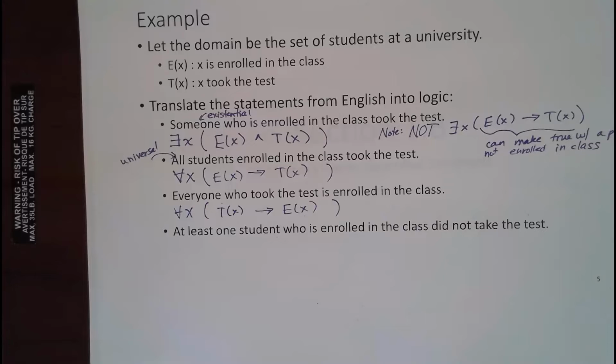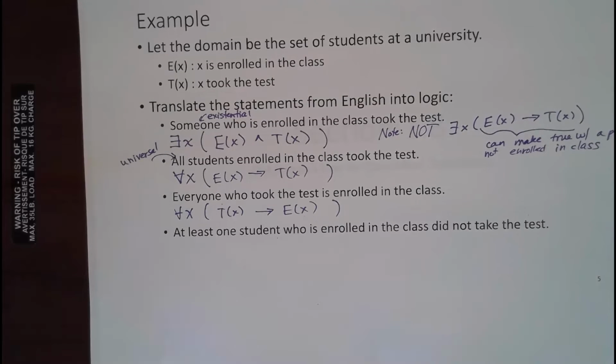Okay. And then the last one: at least one student who was enrolled in the class did not take the test. So when I see at least one student, that should be telling me it's what kind of a quantifier? Existential, that's right.